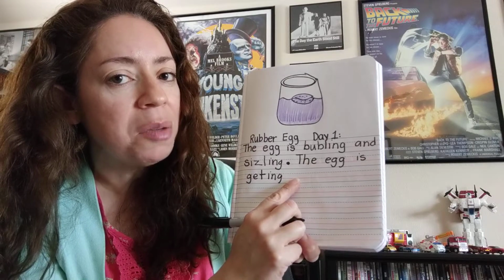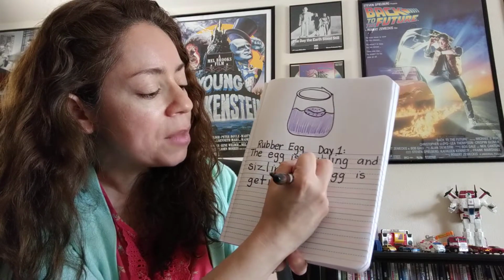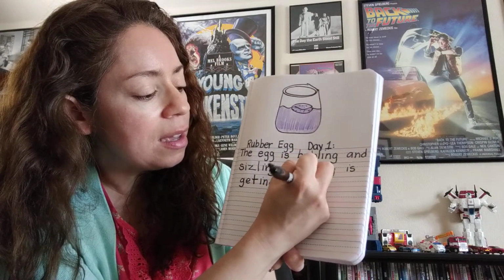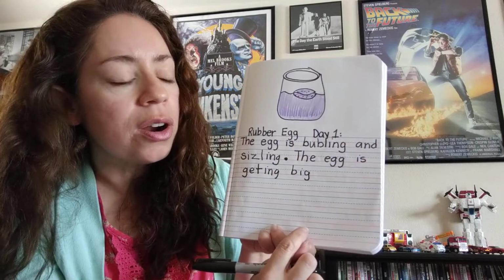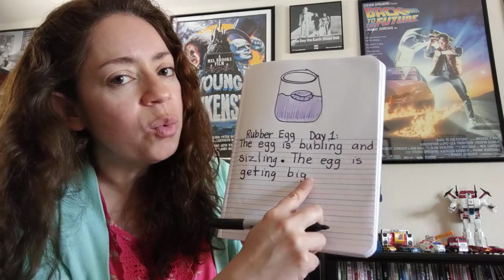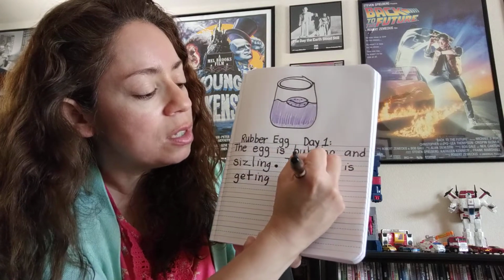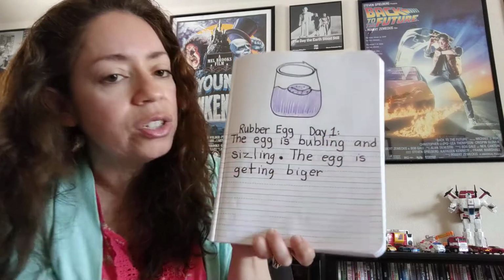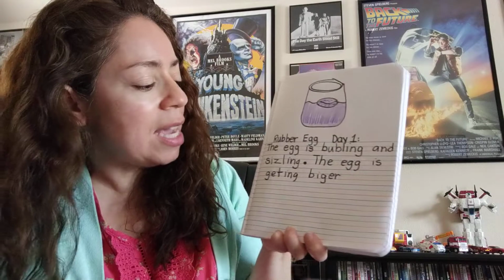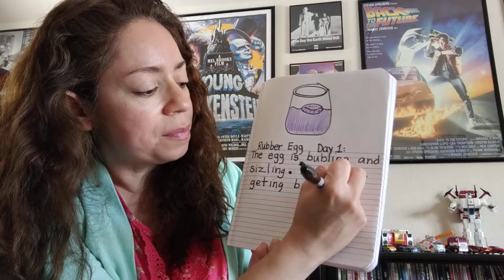The egg is getting big, bigger, big. I can spell big. Big is a power arm word. Ready? B-i-g, big-er. Now, you only hear one sound, but I'm going to teach you the spelling pattern. It's actually E-R. The egg is getting bigger.